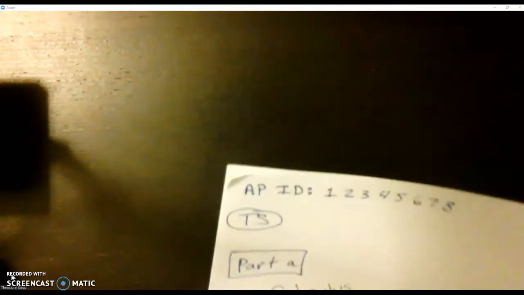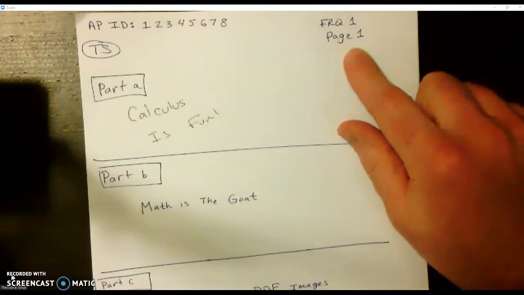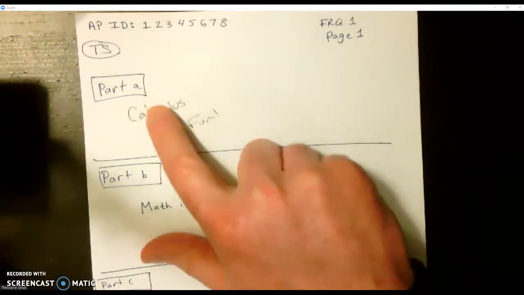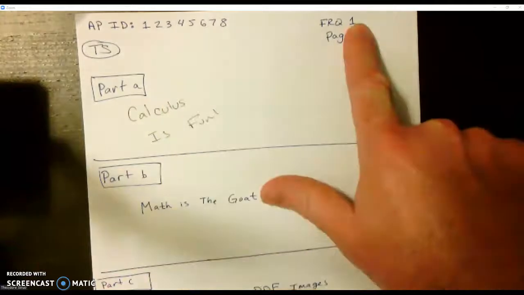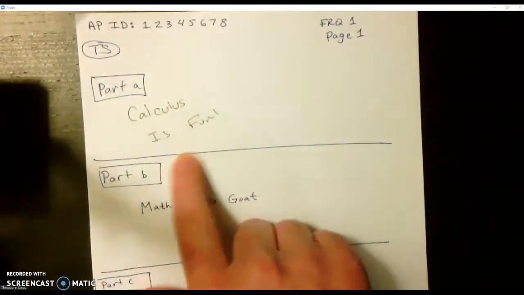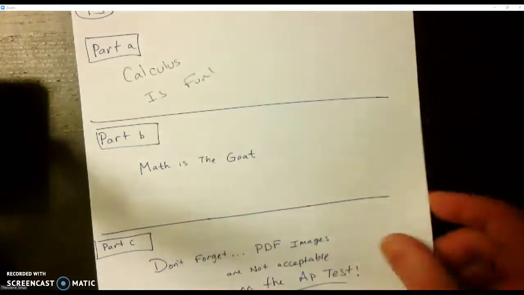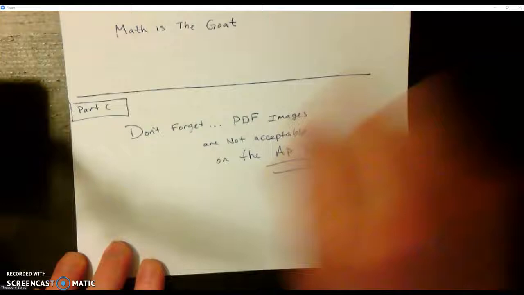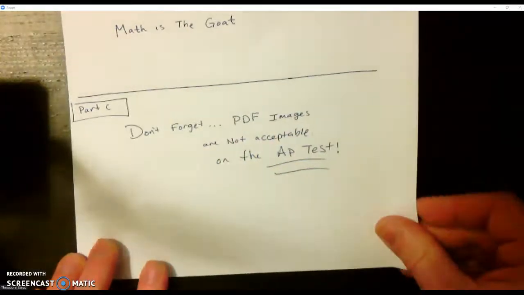Okay, so during the test, you're going to take your pre-filled out answer documents, and then you're going to work through the test. My recommendation, label it. Free response question page 1, part A. Show your work. When you're done with part A, draw a line. Part B. Part C. Don't forget, PDF images are not acceptable on the AP test.